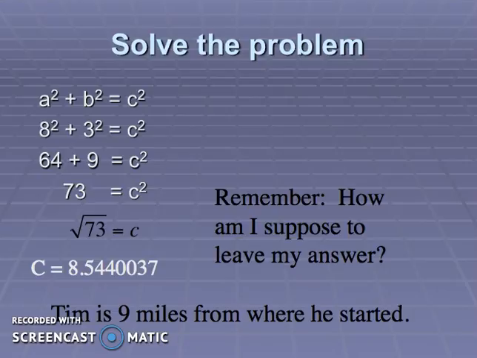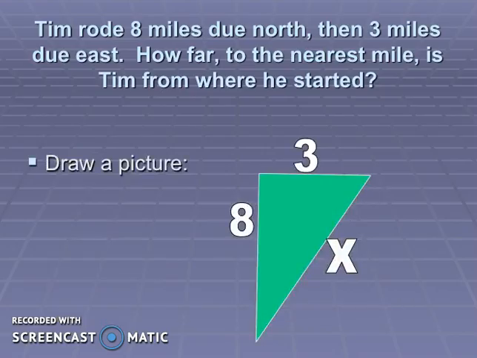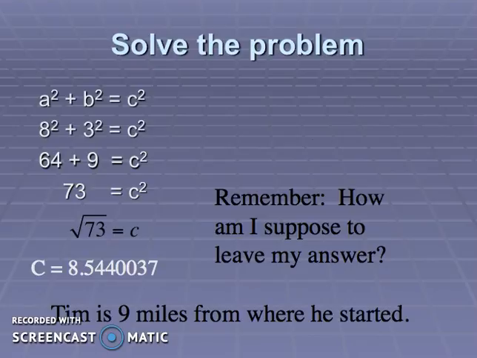Now, once again, remember how you're supposed to leave your answer. And you were asked in the previous question, how far to the nearest mile is Tim from where he started? Please make sure you read your questions properly and answer them correctly. So Tim is 9 miles from where he started.